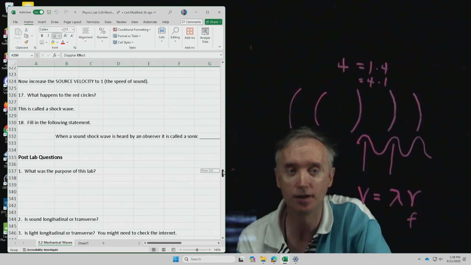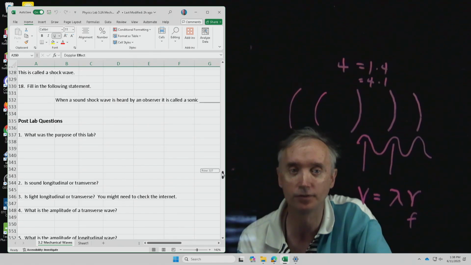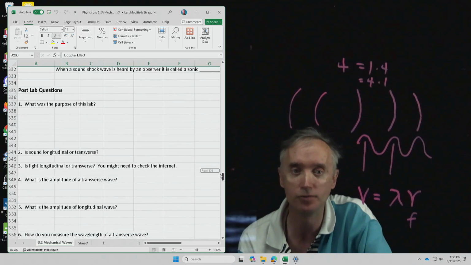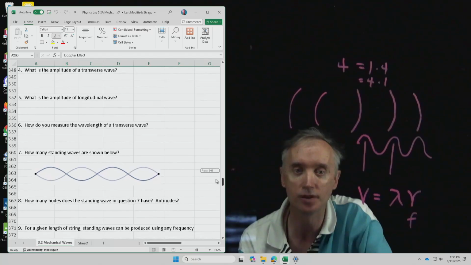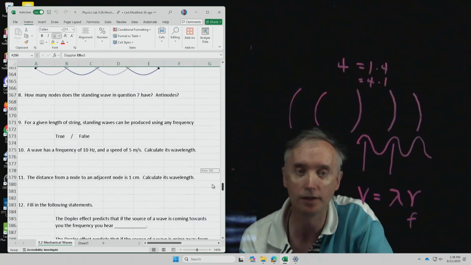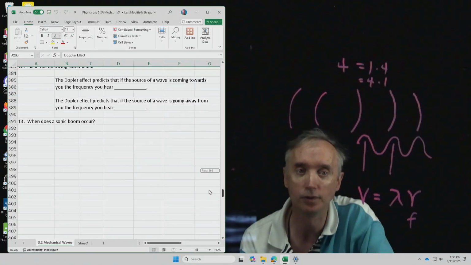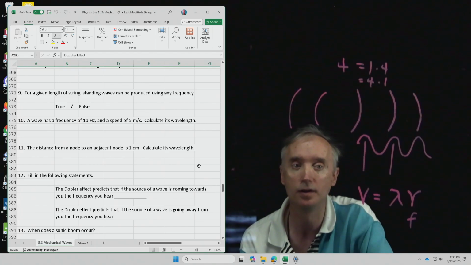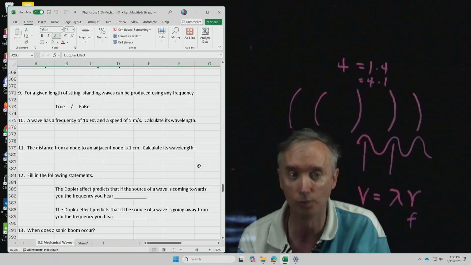All right, so that takes care of the Doppler effect. Now you're going to do some of these post-lab questions, which I think are pretty self-explanatory. So that is our lab on mechanical waves.